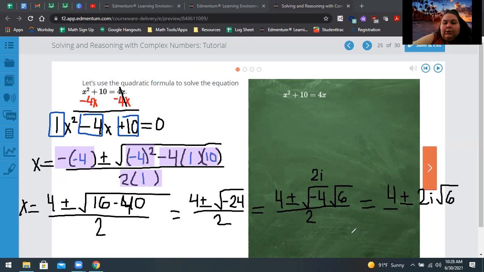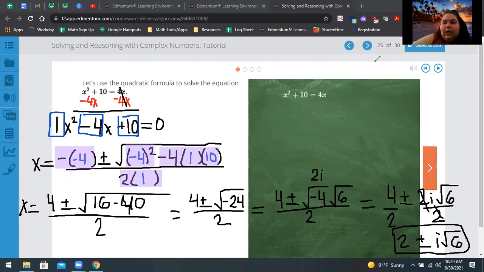And then what I'm going to do is, because it's under the 2, I'm going to break it up into 2 pieces right here and split the fraction just to make it a little bit cleaner. 4 divided by 2 is 2. We keep our plus or minus symbol. The 2's cancel, and we're left with i square root 6. So that is our final answer. We like the setup there. We're done.